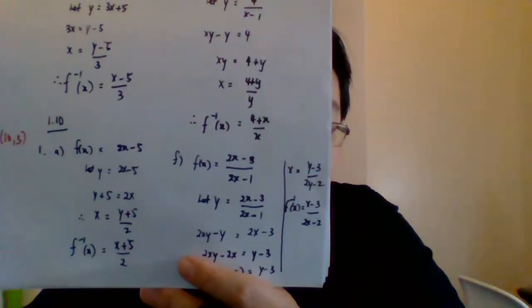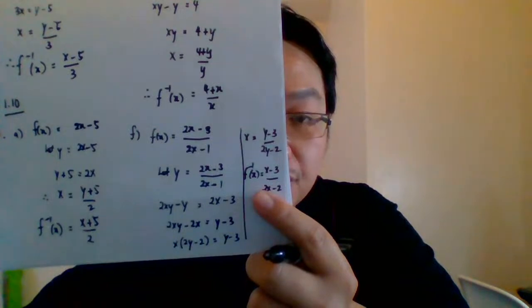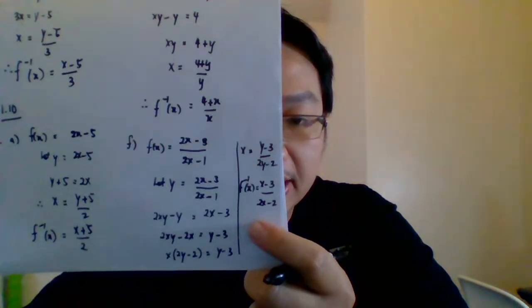Therefore, we can make a conclusion: f inverse of x equals, all the letter y replaced with letter x, so it becomes x minus 3 over 2x minus 2. Okay, this is the end. f inverse of x equals x minus 3 over 2x minus 2. That's all. Okay, settle for question number 1.